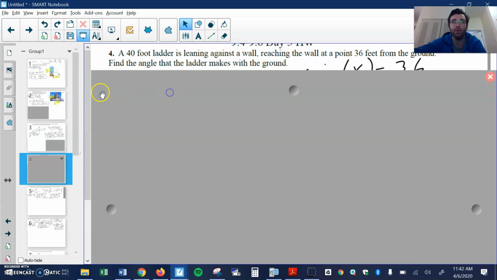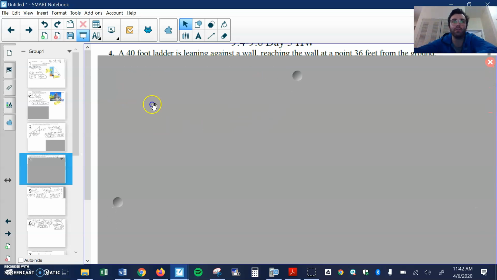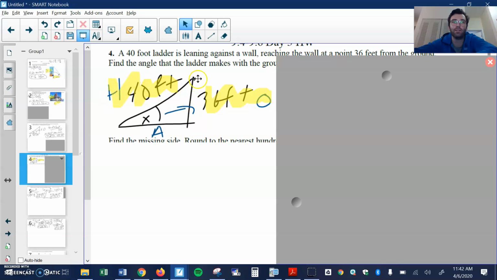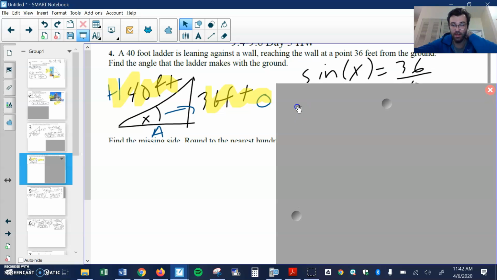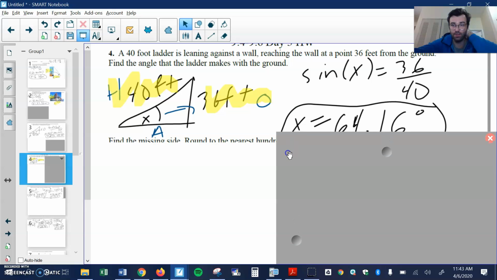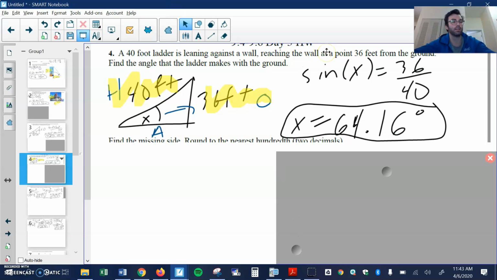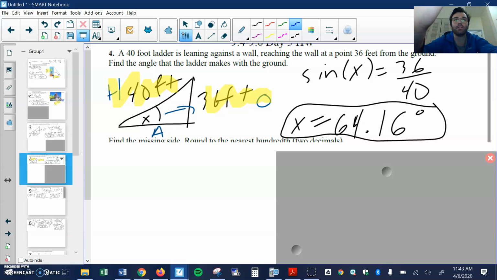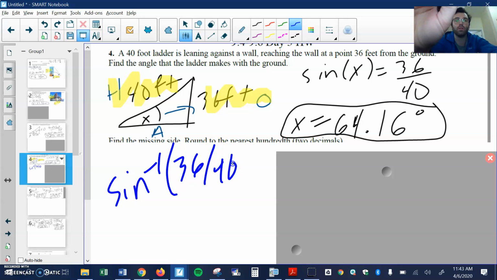How about this: a 40-foot ladder is leaning against a wall, reaching 36 feet above the ground. 40 feet of ladder, 36 feet. Find the angle made with the ground. So this is X. O is 36, H is 40. O and H means sine. Sine of X is 36 over 40, which means I'm going to have to use the inverse sine. So that would look like this in my calculator: sine inverse of 36 over 40, to get 64.16.